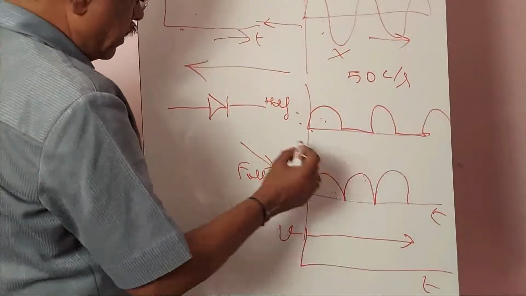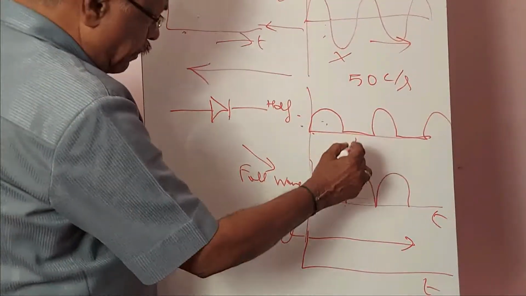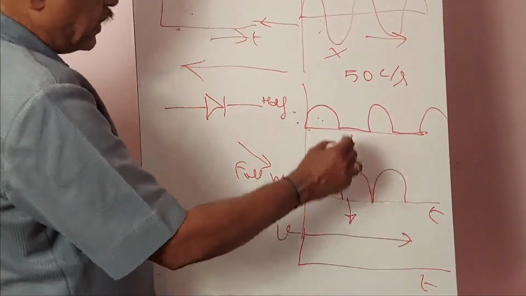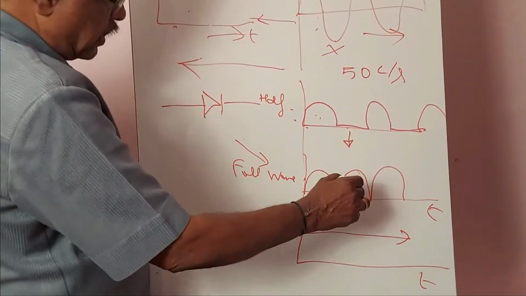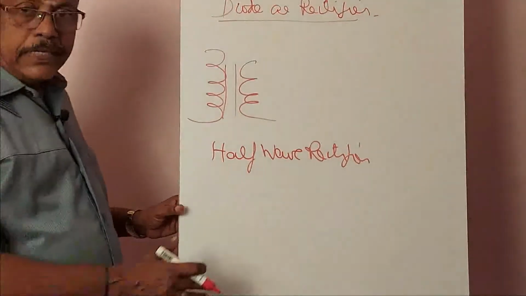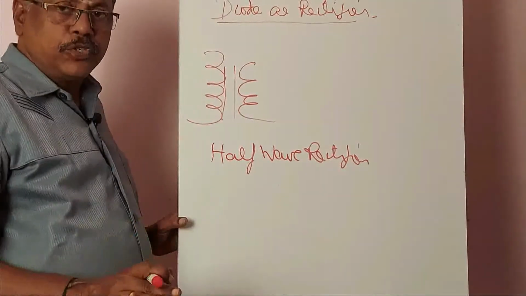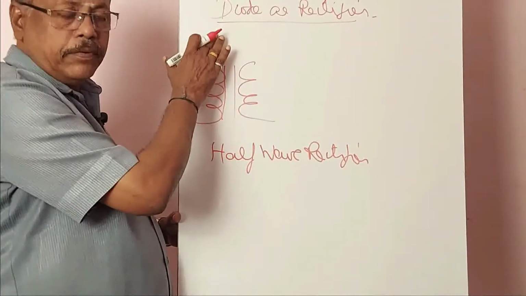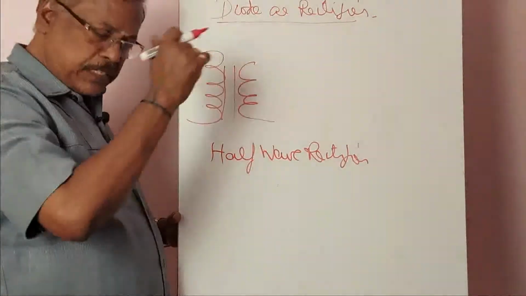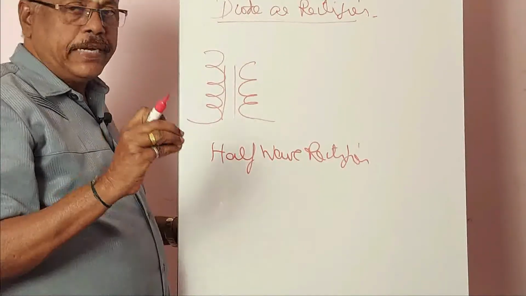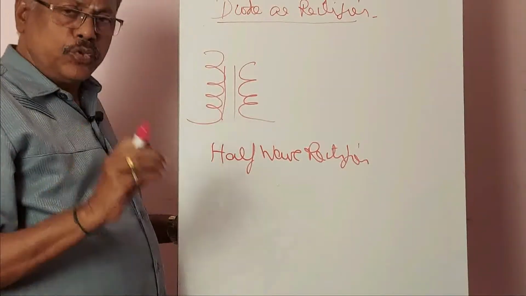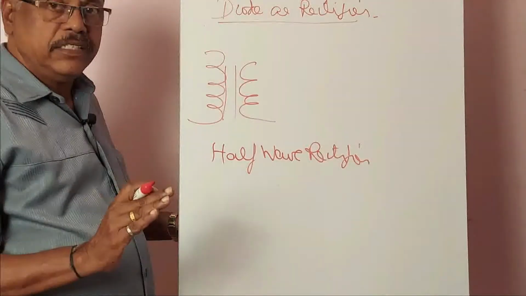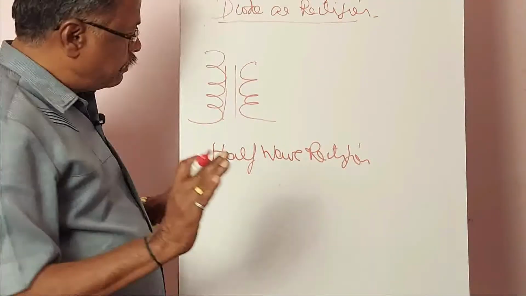Therefore, we need some modification from here, and then we need some more modification here. Like that, this is being converted to this. As I have pointed out, our aim is to convert an alternating waveform into a DC waveform. For that, a half-wave rectifier can also be used to convert it, but there are certain disadvantages that I will point out afterwards.